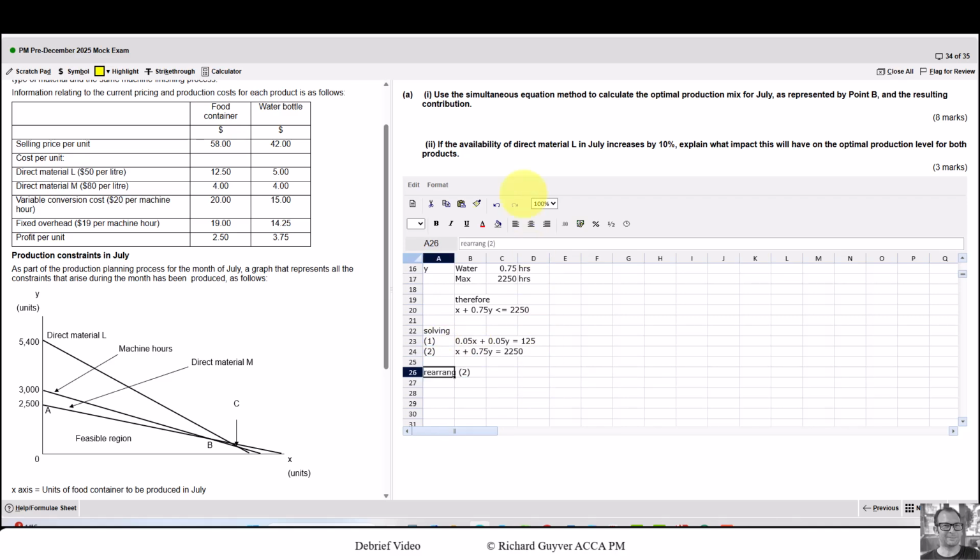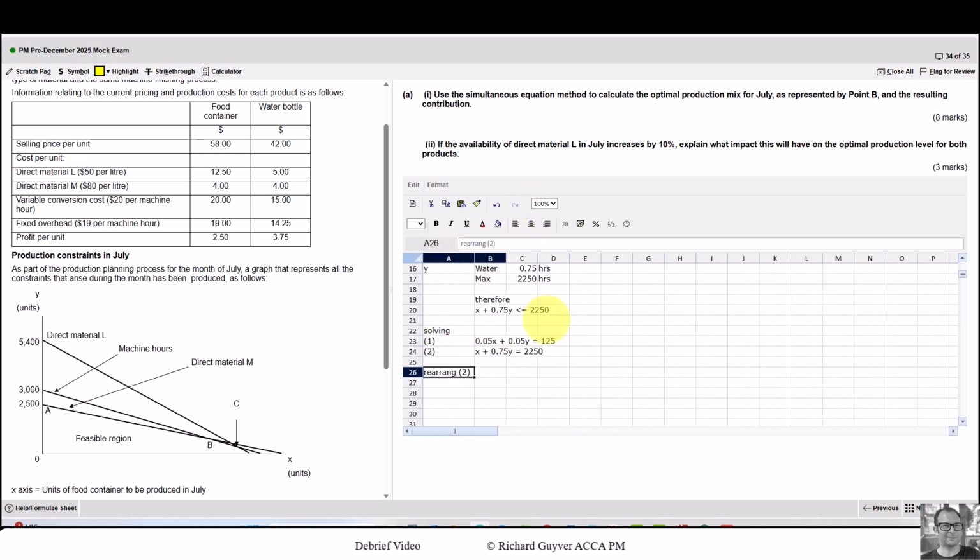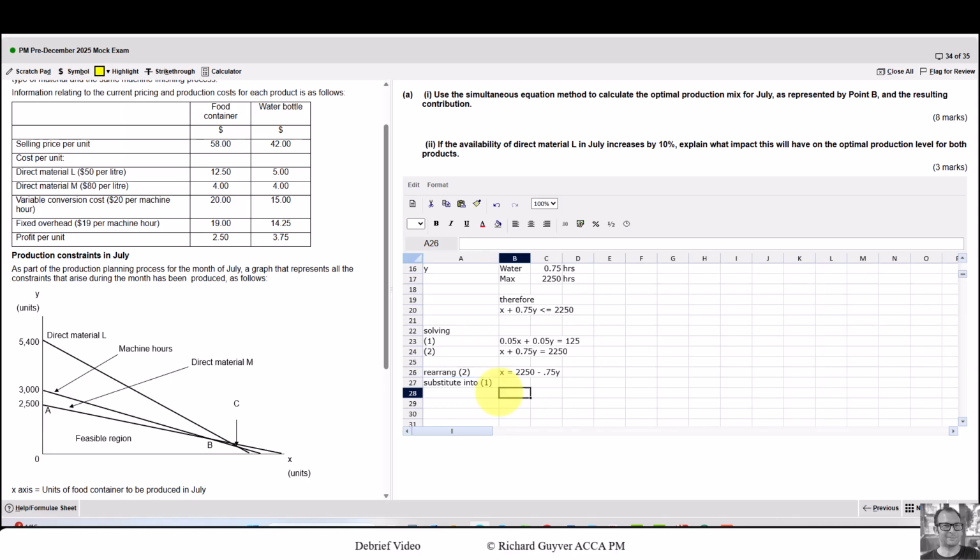So I'm going to rearrange 2, so I can end up with x equals. So I've rearranged 2, I'm going to substitute that into 1. You don't have to write this out, I'm doing this more for an element of tuition. So now I rewrite 1 out, but everywhere there's an x, I use the bit that I've got here. So I've got 0.05 times 2250 minus 0.75y. That's that first term, plus 0.05y equals 125.